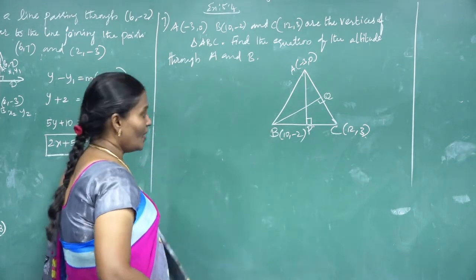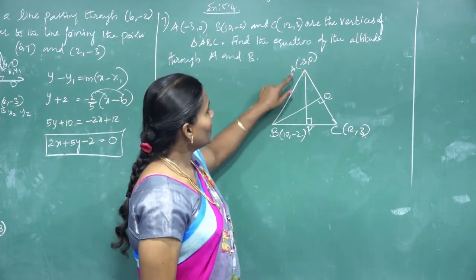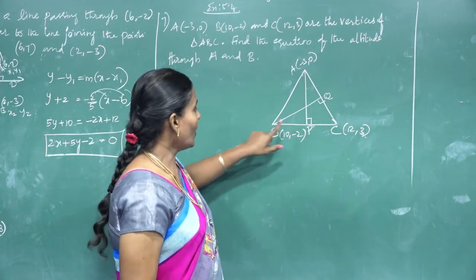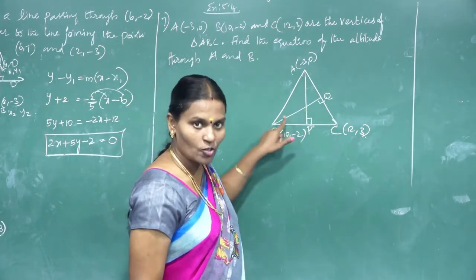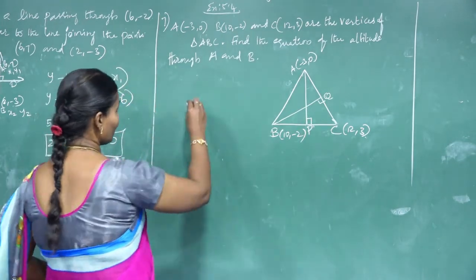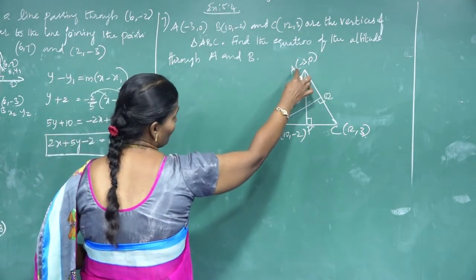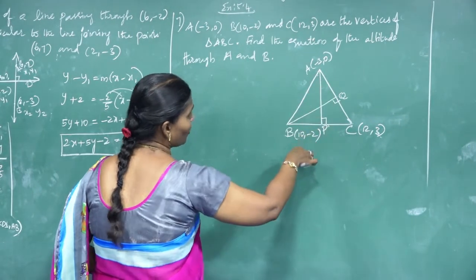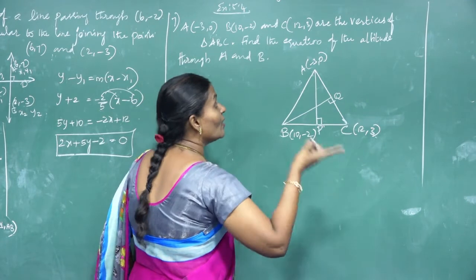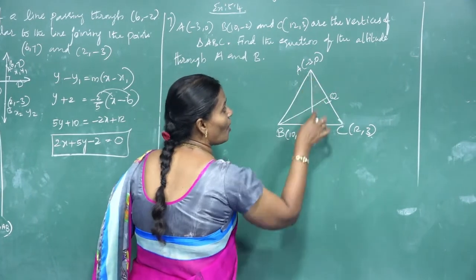Understand, children? Now you have to find out the equation of AP, that is the altitude, and the equation of BQ, that is also an altitude. How do you find the equation of that altitude? You can't find the P point, but you can find the slope of AP.